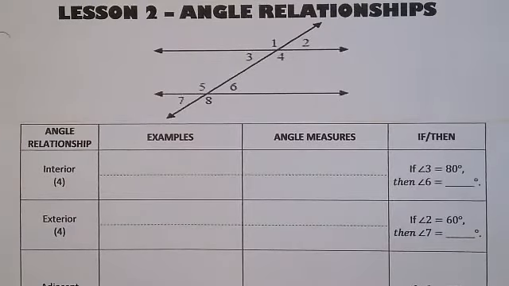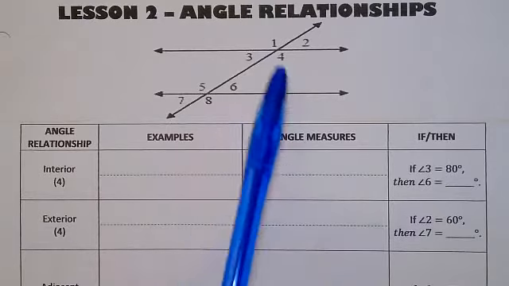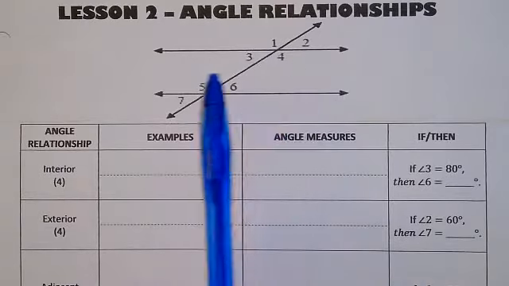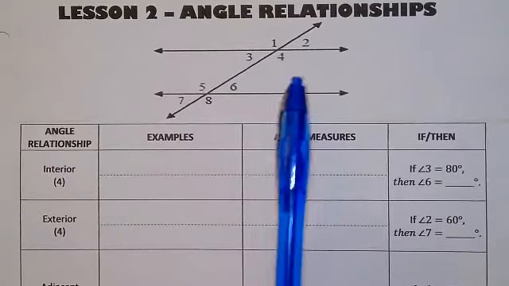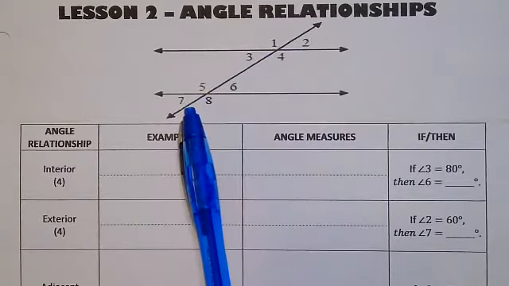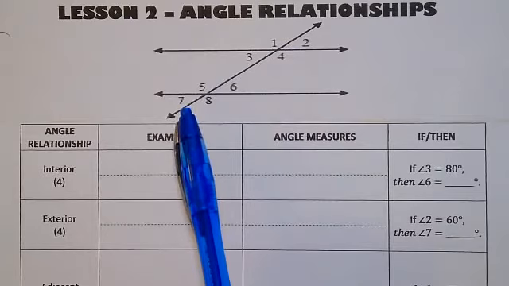This lesson is on angle relationships. So let's look at this diagram here. We have two parallel lines cut by a transversal that creates these 8 different angles.